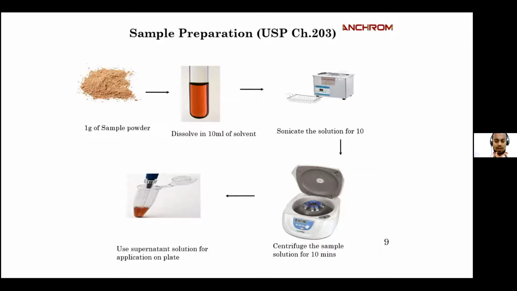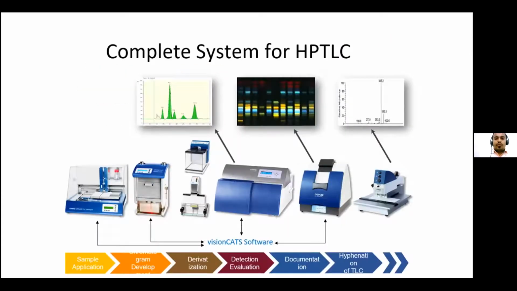So you can see how the sample preparation is very simple, and it will take very little time, and no tedious process is involved in HPTLC sample preparation. So, the complete system for HPTLC. Here you can see the first module is the applicator, next is the development module. After that, the two modules are used for derivatization purpose. So this is only for the application and development of the stationary phase.